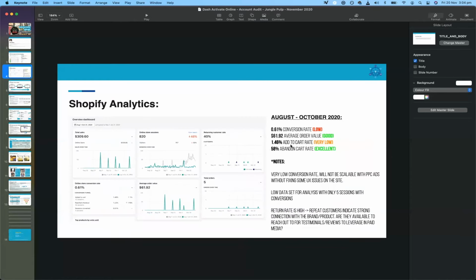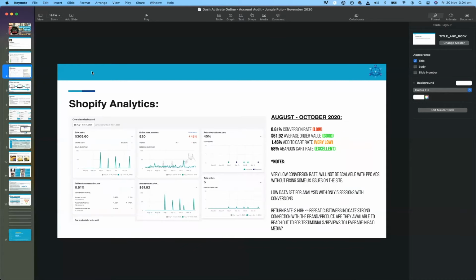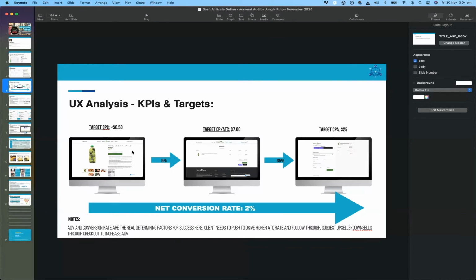Looking at these metrics, people that are abandoning cart, you're actually getting more than 35%. So this part here should be quite easy to get. It's this part here that you're down on. So right now it's 1.46%. You really need to get that to 5% to get this all to work. And so a few suggestions for that.